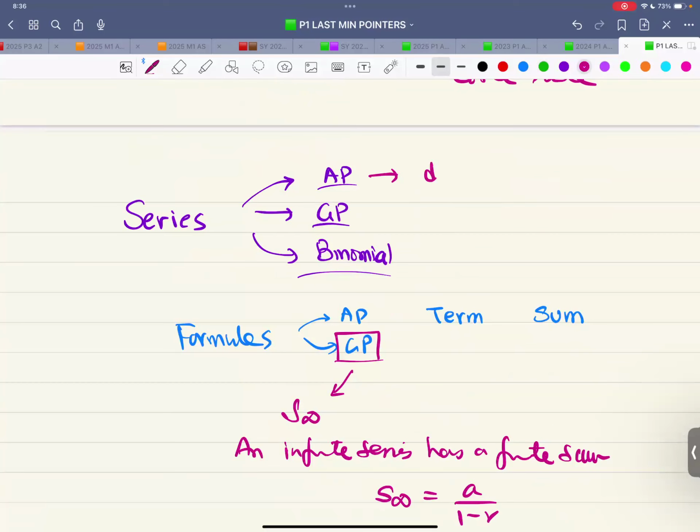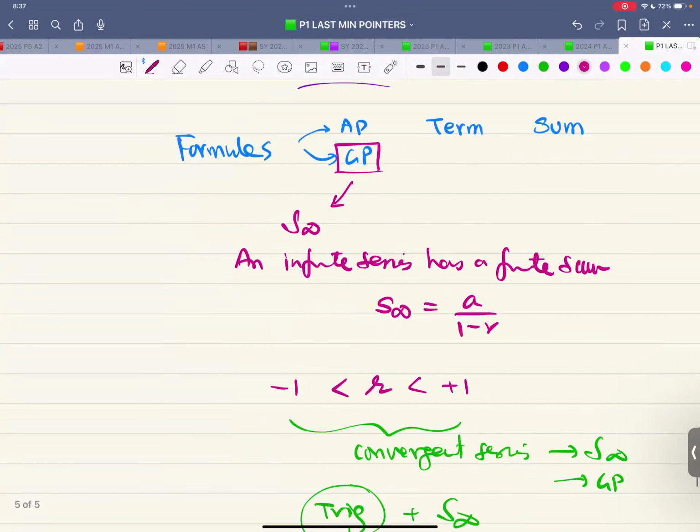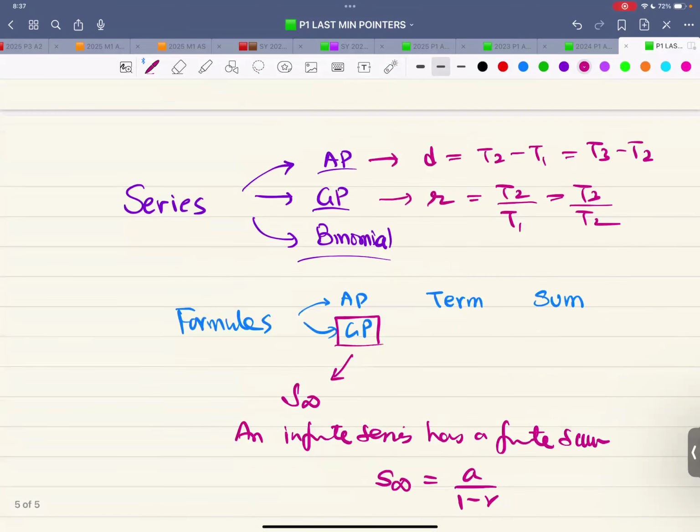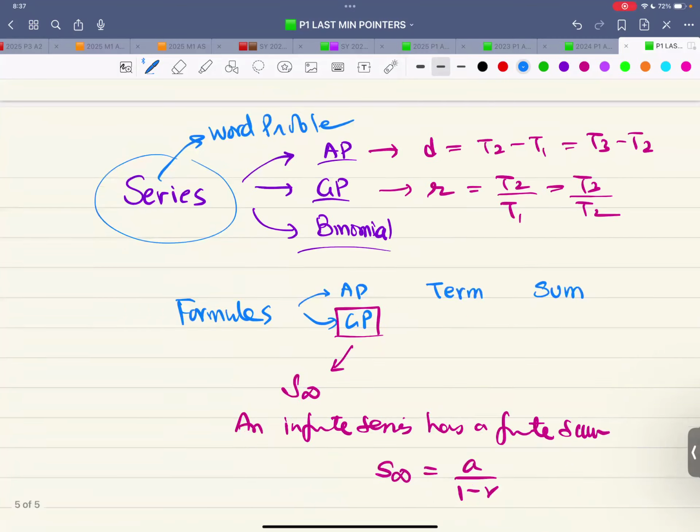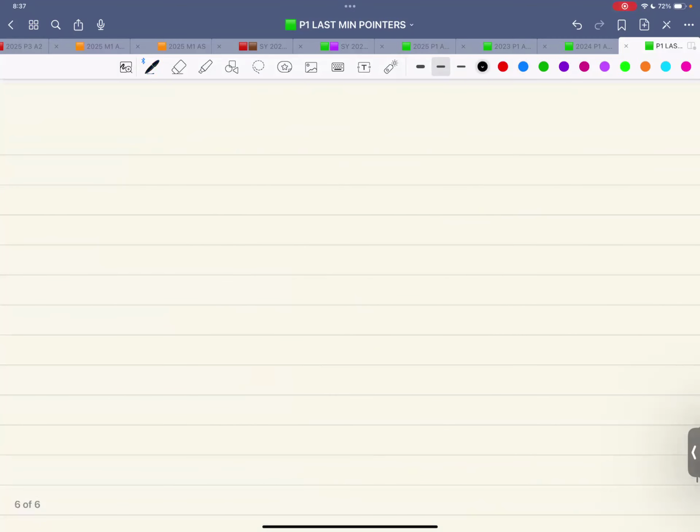What else is there in AP? A common difference, that is T2 minus T1, that is T3 minus T2, and so on. Over here, common ratio, that is T2 over T1, that is T3 over T2, and so on. So these are the basic kind of things. Yes, sometimes the word problem type of thing does come. So for a word problem, just read it very carefully and then try it out. And then last but not the least, that is differentiation, that is integration.